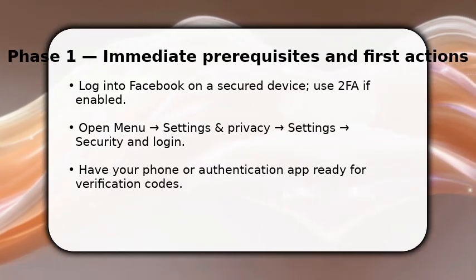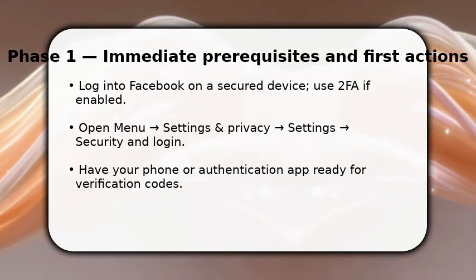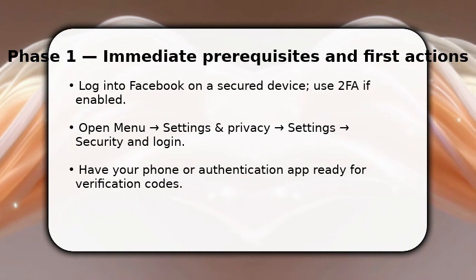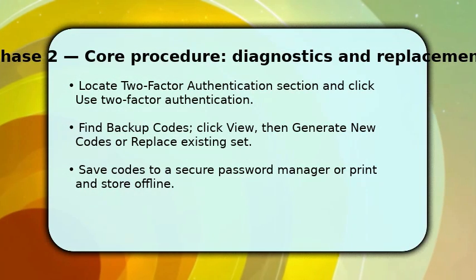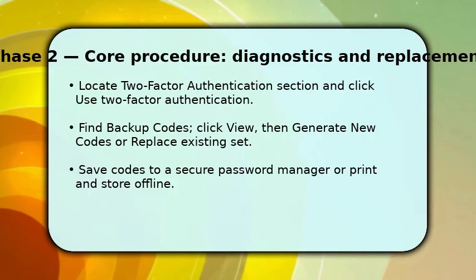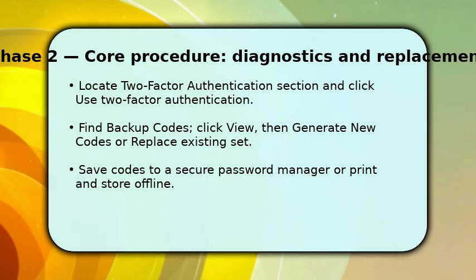Next, verify your identity with the method Facebook asks for. Enter a code from your phone or authentication app so you can view and edit backup codes securely. Once in the two-factor authentication panel, select Use two-factor authentication to reveal the backup codes option. You're doing this to manage emergency access.